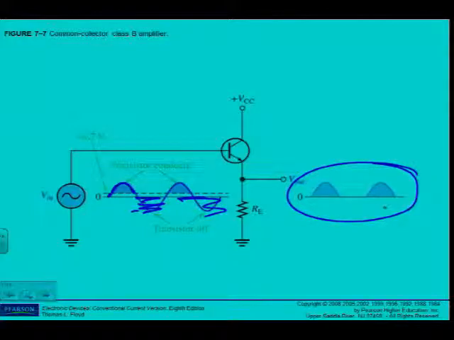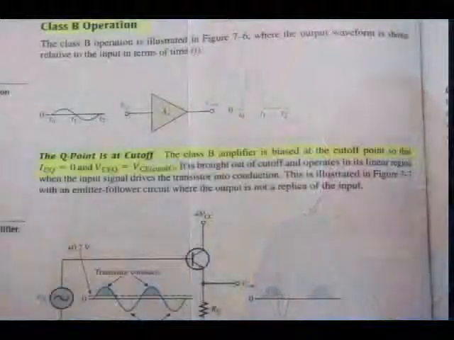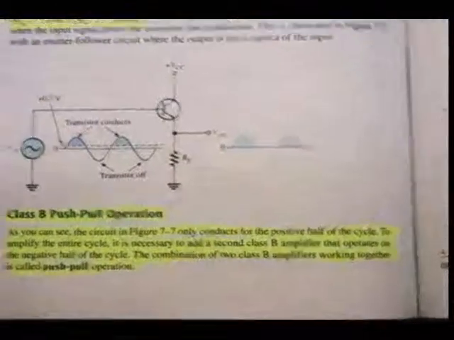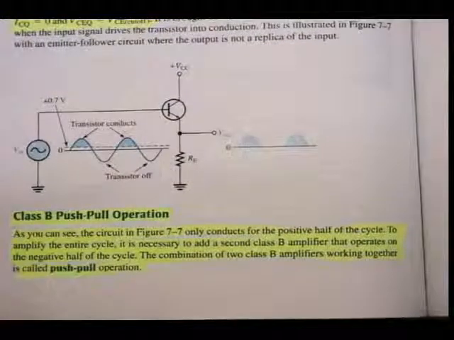Alright, as we've read in the introduction, it's a bit more difficult to get linear reproduction of the input waveform. So what can I do? Let's have the next section there in the book. Class B push-pull operation. The bottom of page 330. It says there, class B push-pull operation.